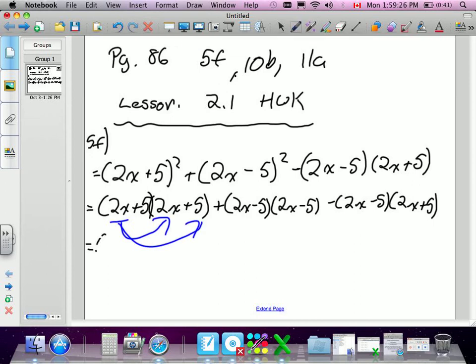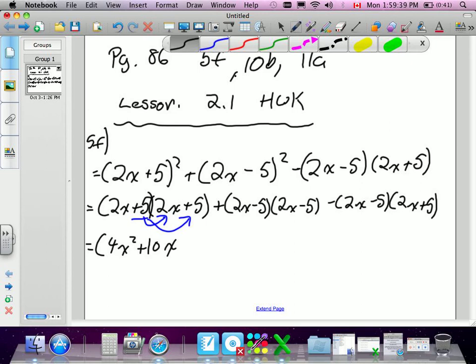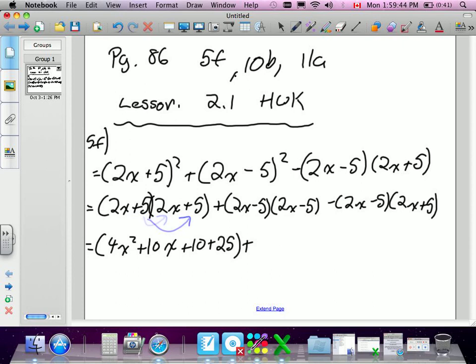So we end up with 4x squared. That's 2x times 2x. 2x times 5 is 10x. Then I multiply 5 times 2x and 5. So we get plus 10x plus 25. Plus, then we're going to FOIL the next one. This one's a little different.